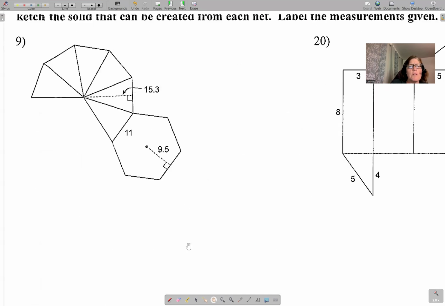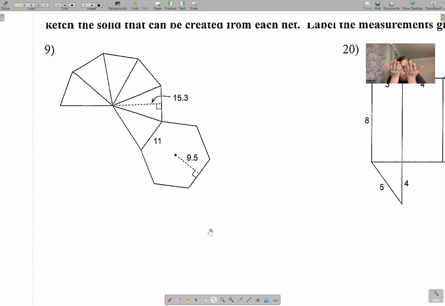These are nets. The most important thing you could do with a net is to pretend you're holding that physical flat shape in your hand and go through the process of folding it together mentally. If you were to take this and fold it, there'd be triangles that you would fold all the way around. So you ask yourself, would this have one base or two? If it has one base, it's a pyramid. If it has two bases, it's a prism. This only has one base, which means it is a pyramid.